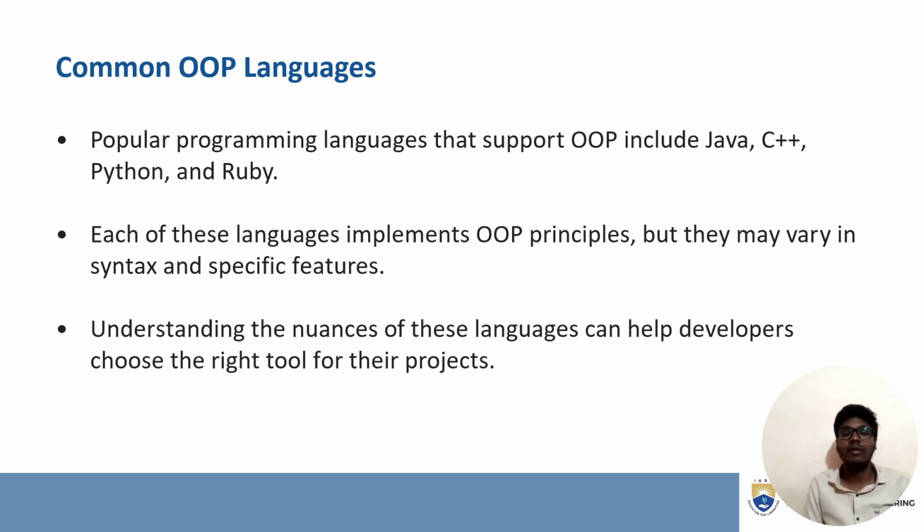Here, languages like Java, C++, Python, and Ruby are languages which support OOP. Each of these languages implements OOP principles, but they vary in syntax and some specific features. Understanding these languages can help developers choose the right tools for their projects, and may be helpful for developers to use these programming languages for their programs.